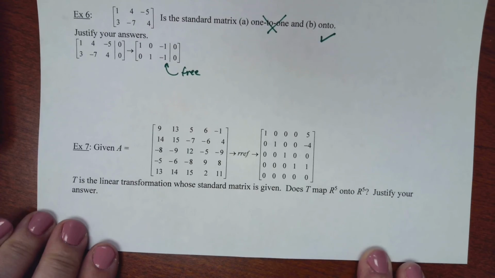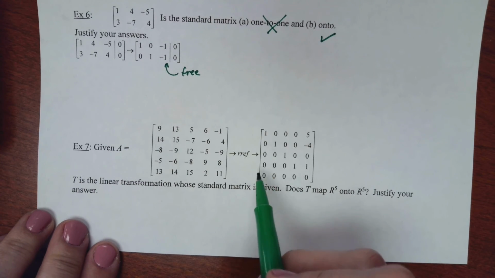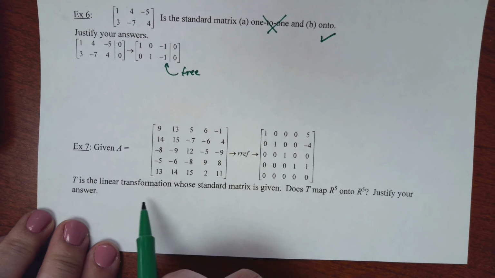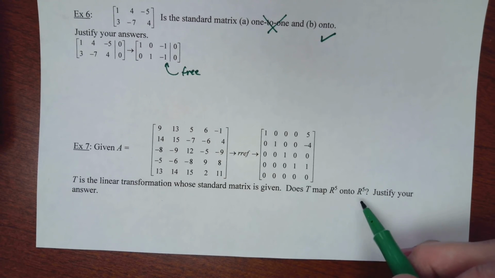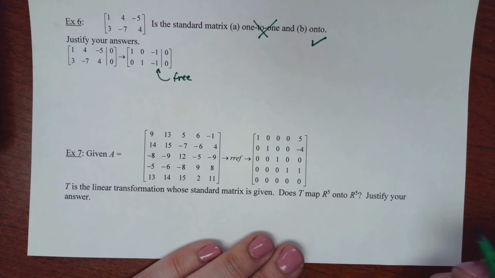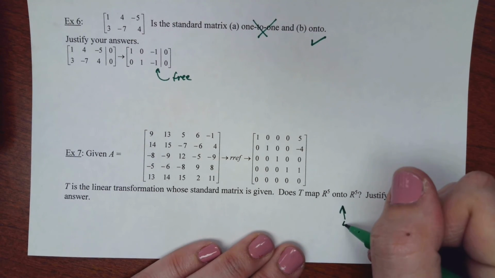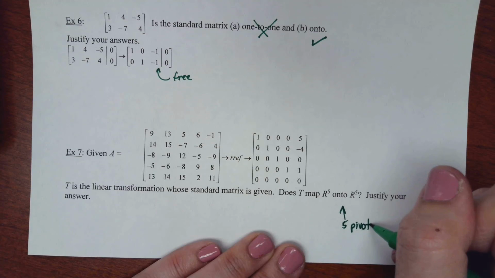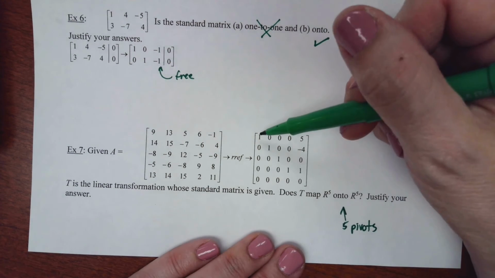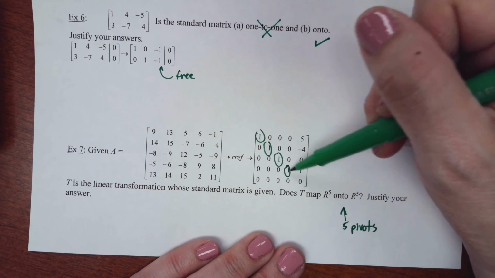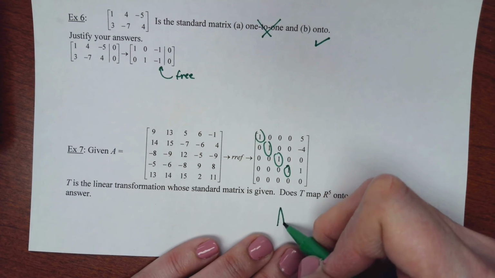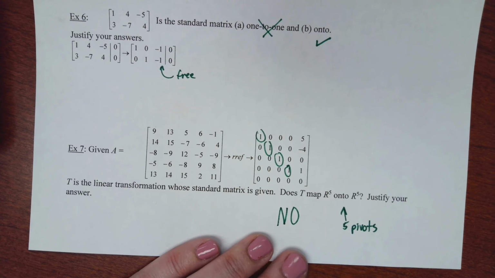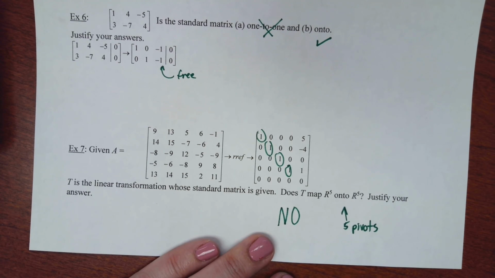All right, this guy down here, it REFs into that. T is a linear transformation whose standard matrix is given. Does the transformation map R5 onto R5? Now remember, to be onto R5, you have to have 5 pivots. So let's count them up: 1, 2, 3, 4. Oops, not a pivot. No pivot there. So it only maps onto R4. My answer would be no, it does not. It maps onto R4, not R5.